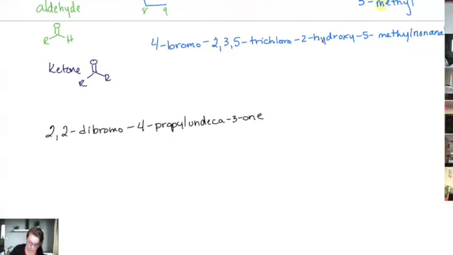Start off, what is my root? Undecane, and my highest priority group is something that gives me an -one and is at carbon 3. So let's look at our list. Undec tells us how many carbons? 11. So I'm going to draw 11 carbons: 1, 2, 3, 4, 5, 6, 7, 8, 9, 10, 11. Doesn't matter if you point it up first or down first, as long as you have 11.